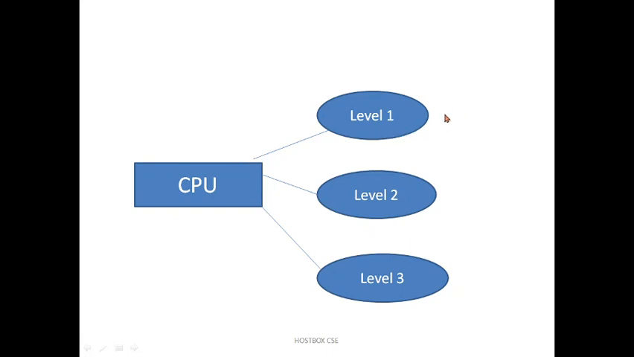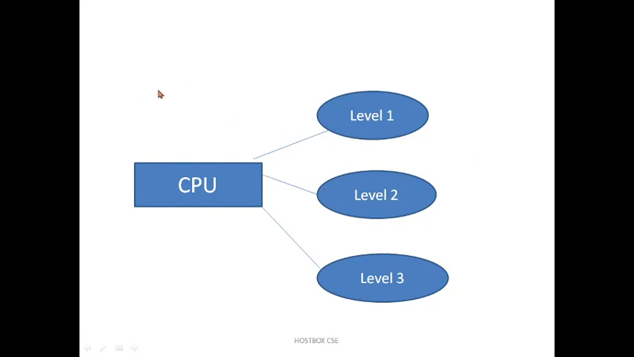Now let's assume level 1 is RAM, level 2 is a hard disk, and level 3 is some secondary storage. Why do we need this? Because it searches the data simultaneously, in parallel. For example, if I am searching for the data "hello", it may be available in level 1, or else level 2, or else level 3. It searches simultaneously and gives the result as soon as possible.